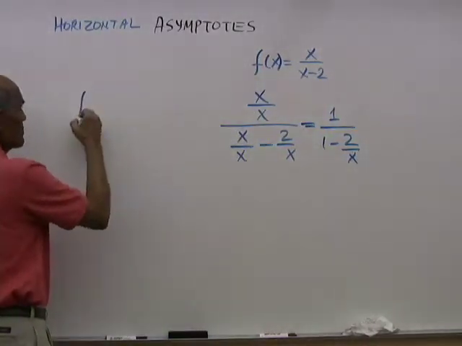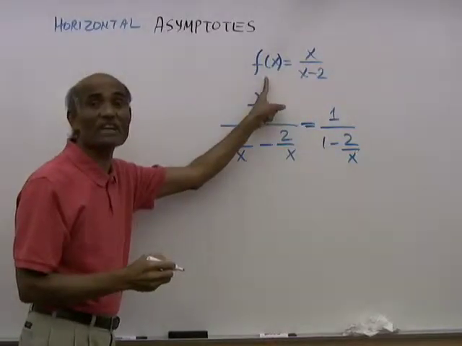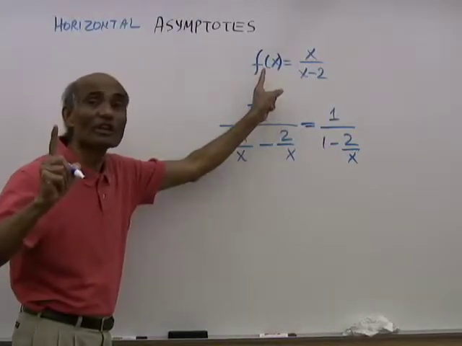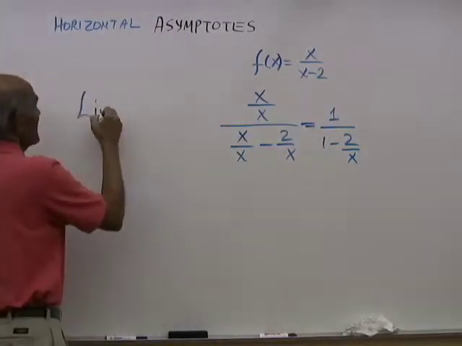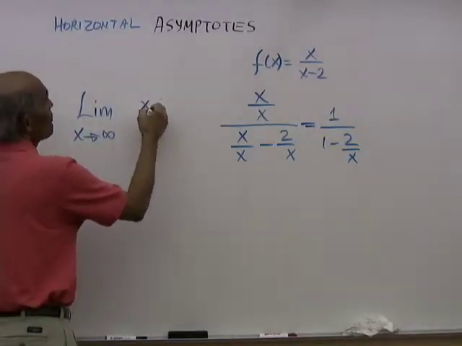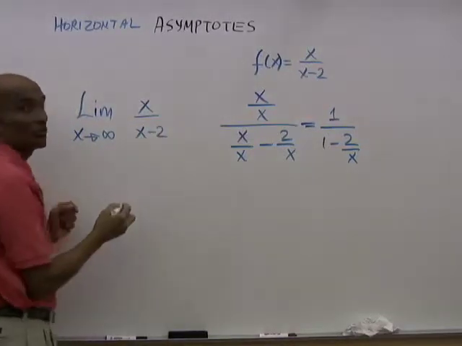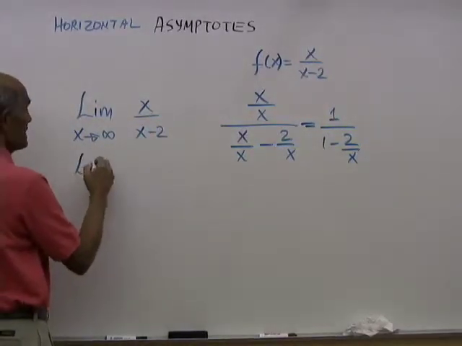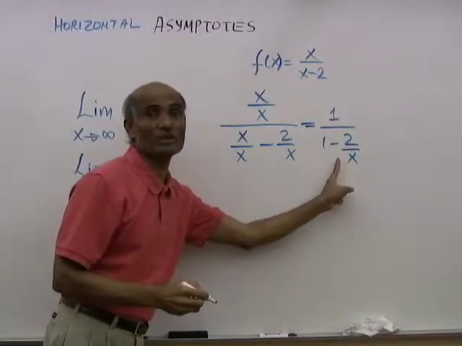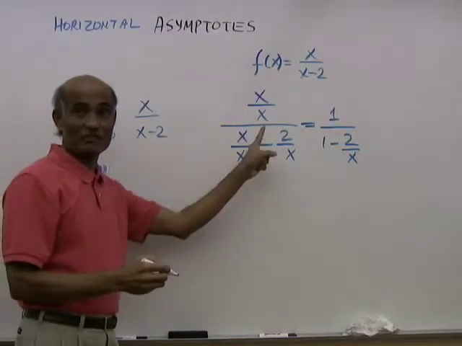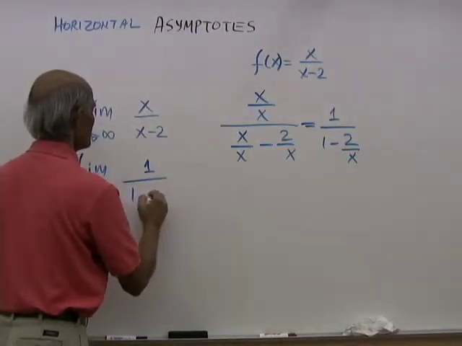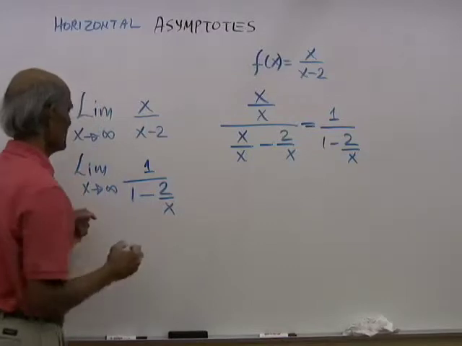Therefore, look at the statement I'm going to make. We are interested in finding the limiting value of this function when x approaches infinity. So, the limit as x approaches infinity of x over x minus 2 is now the same as the limit as x approaches infinity of this quantity, which will be 1 over 1 minus 2 over x.